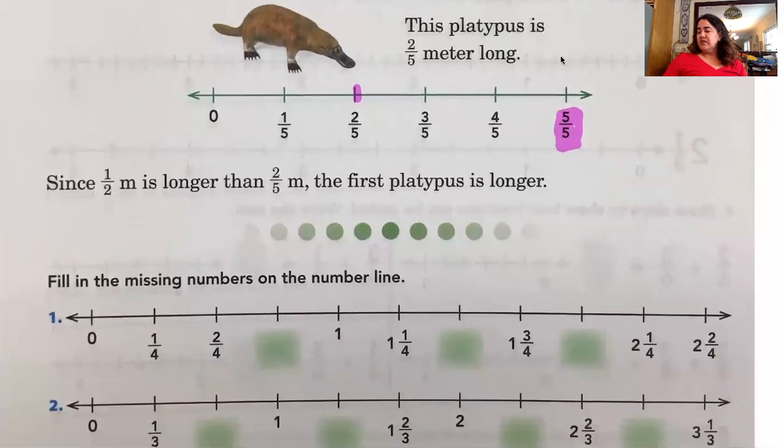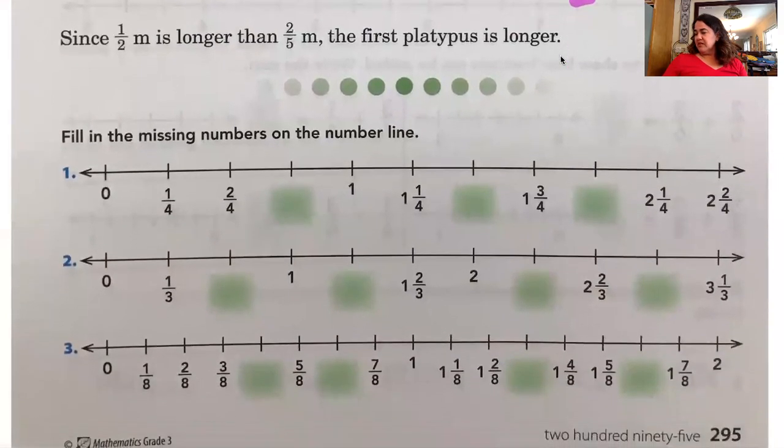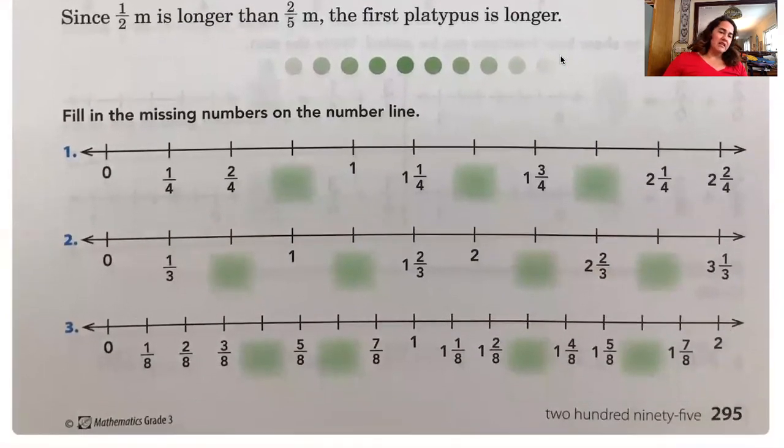So now we're going to fill in the missing numbers on the number line. Are you ready, friends? Here we go. Looking at the number line, I have 0, 1/4, 2/4. What's going to go in the box here before I get to 1? Remember, 1 would be 4/4. So what am I missing here? Jax. 3/4 is correct. Good job.